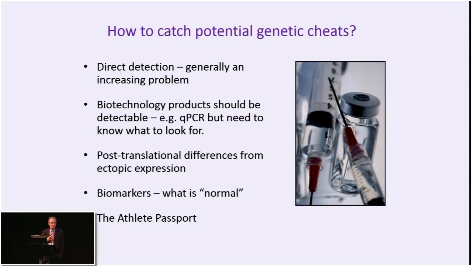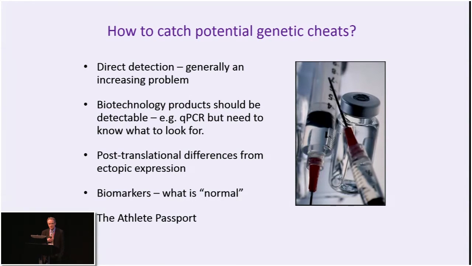For instance, one can use a quantitative RT-PCR, or you can do a nested quantitative RT-PCR. You can get incredibly sensitive in terms of detection, but again, you need to know what you're looking for, and that's perhaps the biggest drawback in combating gene doping.